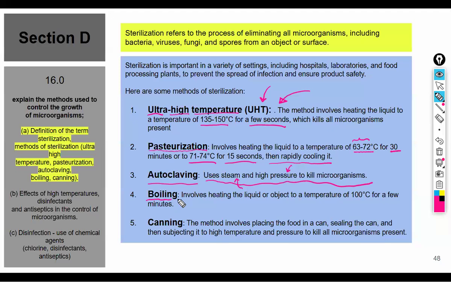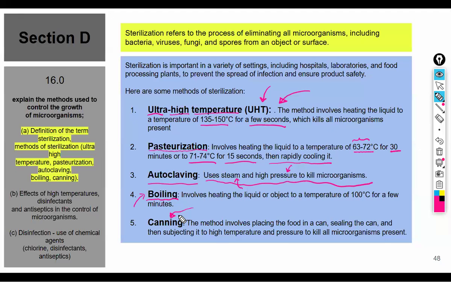Well, boiling is pretty obvious, right? Whenever you have contaminated water at home, it is advised to boil the water to kill off all the germs and bacteria. So you can also use boiling and canning. Now, a lot of people don't understand how canning works, right? When you buy canned tuna or canned sardines and whatnot, how does that preserve the food?